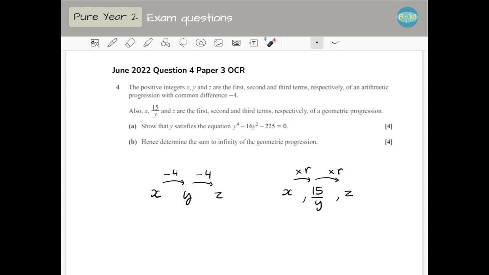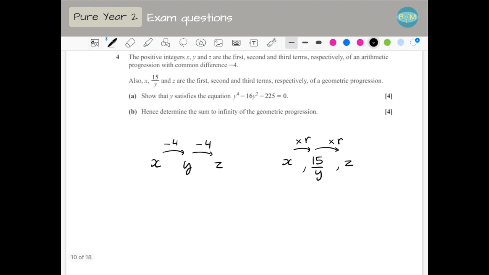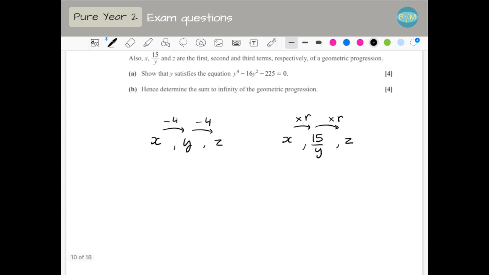So y satisfies the equation y to the power 4 minus 16y squared minus 225. With both sets of information, we are going to try to see a connection just for the y. So the first one is telling us that, for example, y is x minus 4, or that z is y minus 4, or x minus 8. So it's helping us to have some connection between them.